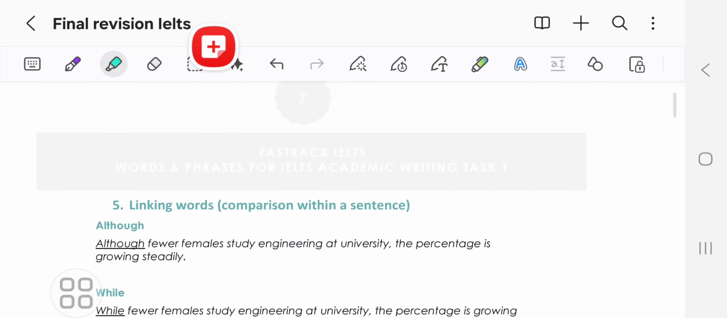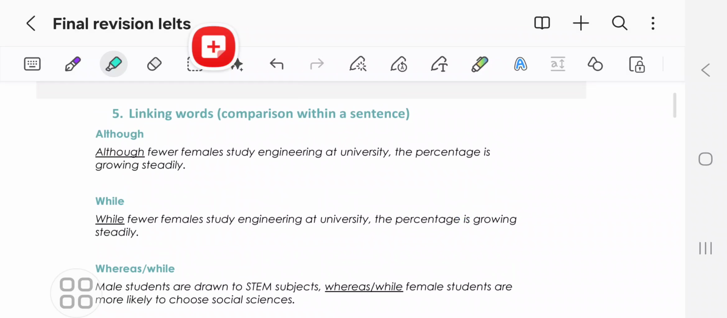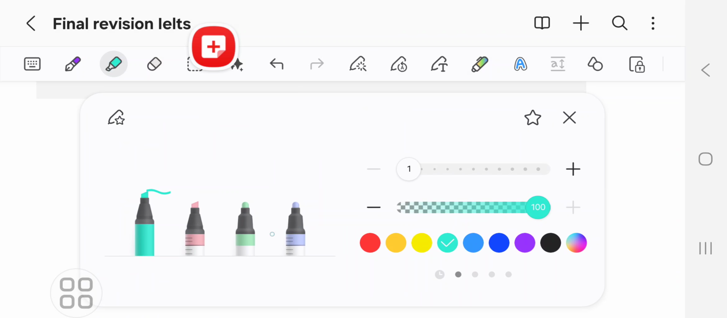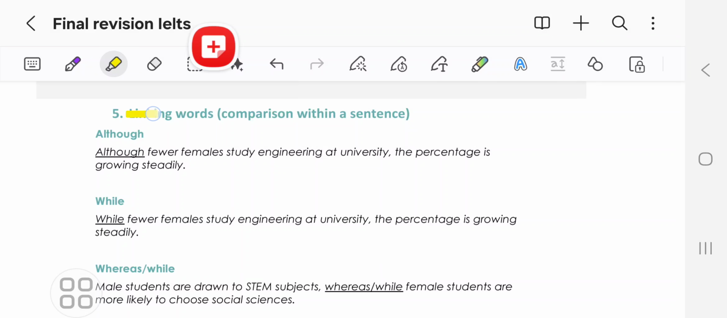Okay, so that's done. And now we talk about the linking words. For example, comparison between the sentences, and this is something which is quite tricky, so just keep that in mind. Linking words, basically "although". After "although" you don't put a comma, but after "however" you do put a comma, just remember that, okay. Although fewer females study engineering at university, the percentage is growing steadily, okay. So in between the sentence, we are saying that although the females are studying engineering at university, the percentage is growing.